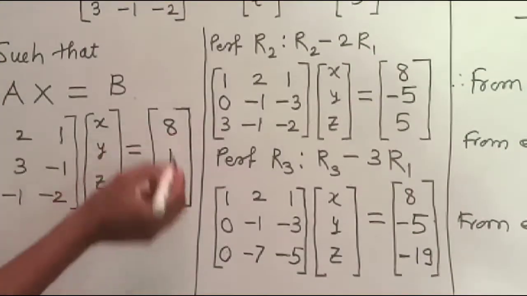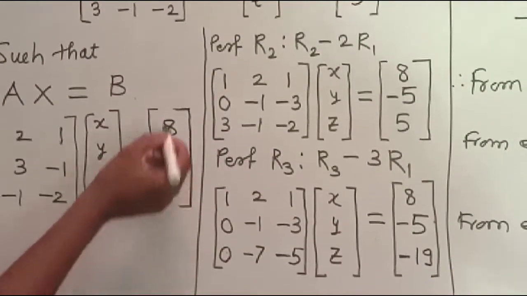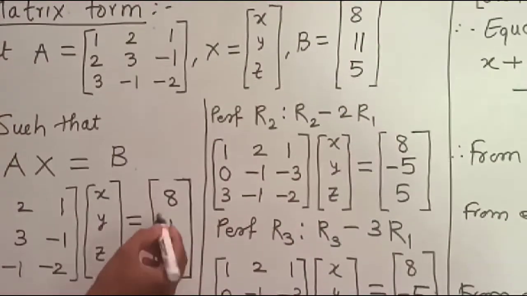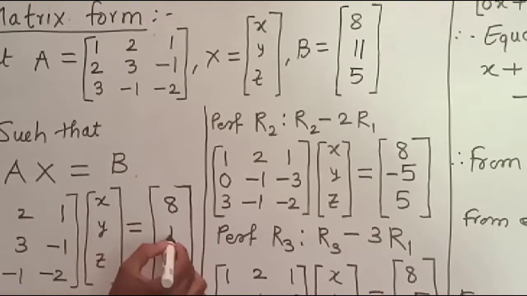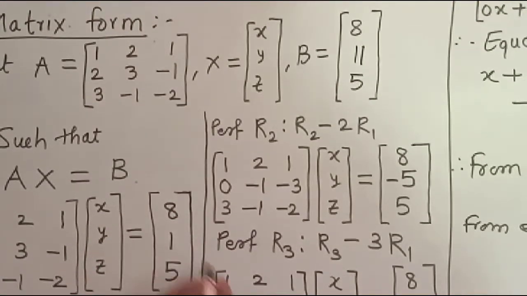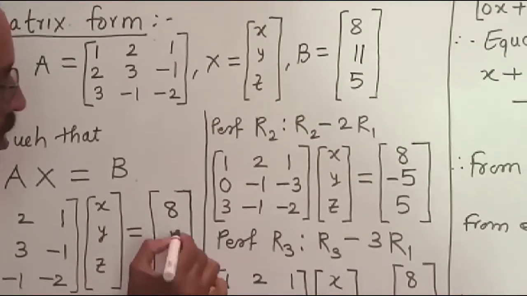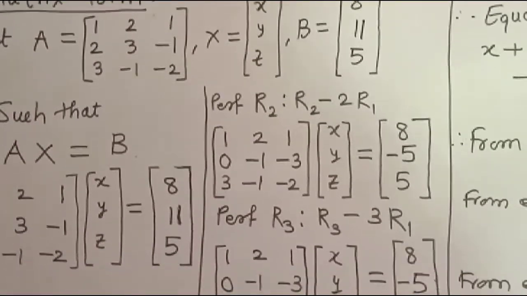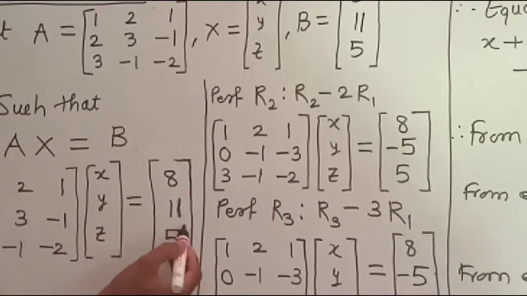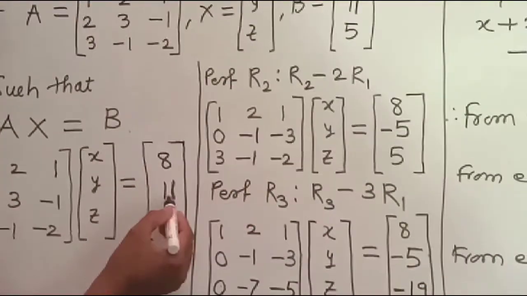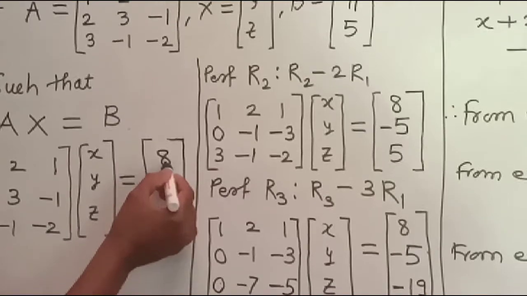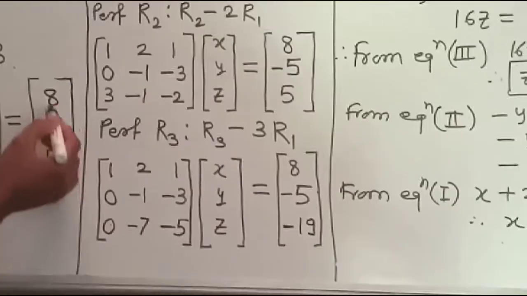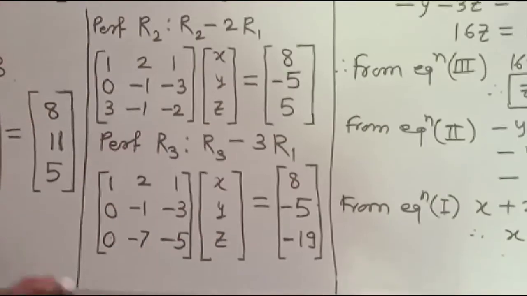In the right hand side matrix, I correct this matrix. Matrix B is 8, 11, 5. Instead of 8, 1, 5, I correct this matrix as 8, 11, 5. Now the transformation on the right hand side is R2 minus 2R1. So 11 minus 2 into 8. 2 into 8 means 16. 11 minus 16, that is minus 5.